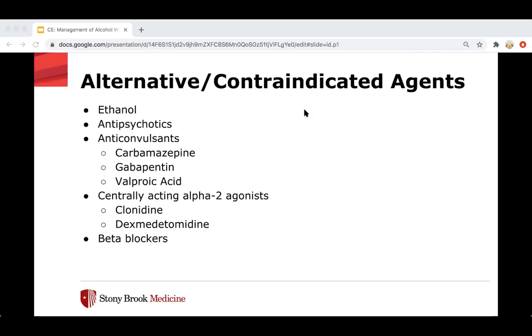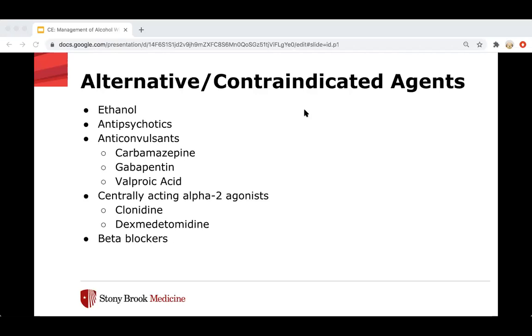I wanted to go over some alternative or contraindicated agents. So these are other drugs that have been used in conjunction with benzodiazepines. They are less well studied and should not be used routinely for moderate to severe alcohol withdrawal. This is because they tend to mask the hemodynamic signs of withdrawal, which can precede seizure. So we don't really want to mask these symptoms because we want to treat these symptoms to prevent us from getting to those severe symptoms such as seizure and delirium tremens.